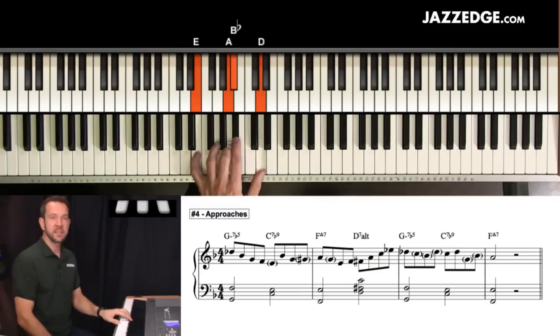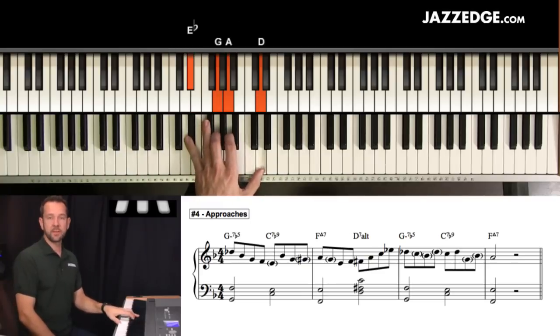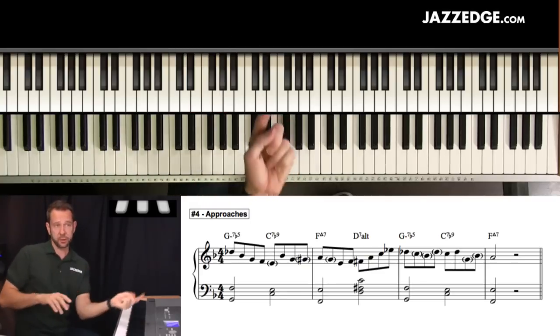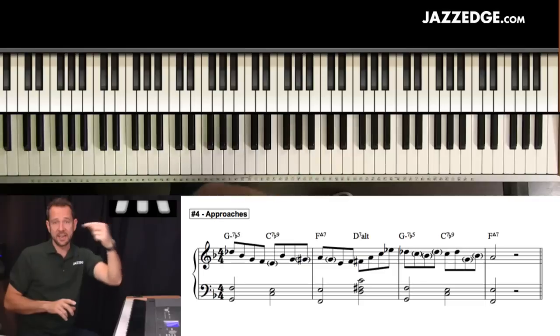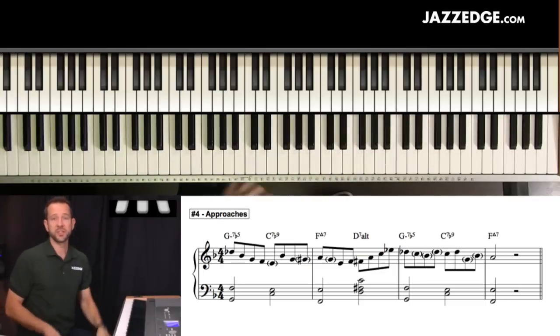So then I can move from C and then maybe I go to an F7. Now notice what I'm doing is I'm going the opposite way in my circle of fifths. This is what's called my circle of fourths.